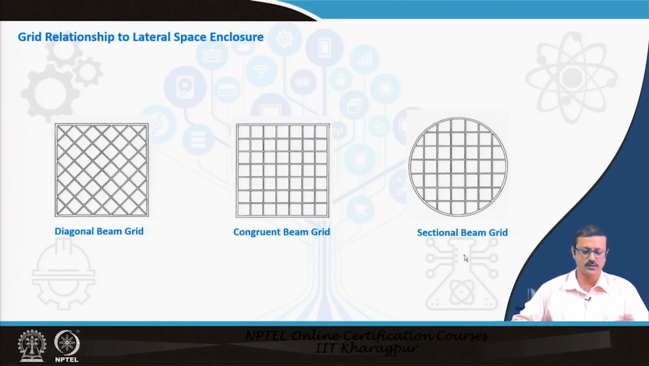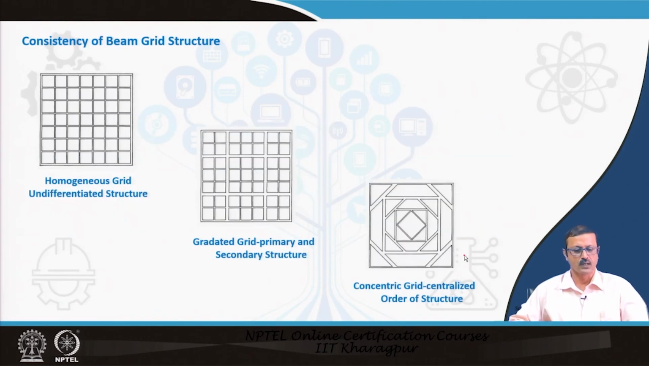As I have discussed earlier, if the enclosure area is square, you can go for rectangular or oblique, diagonal grids, but if the enclosure area is circular, or of hexagonal shape, or a narrow rectangular shape, then we have to decide which type of grid is required. Next is the consistency of the grid of the structure.